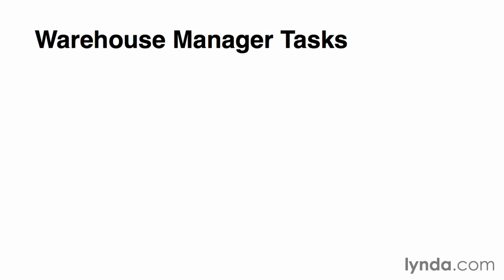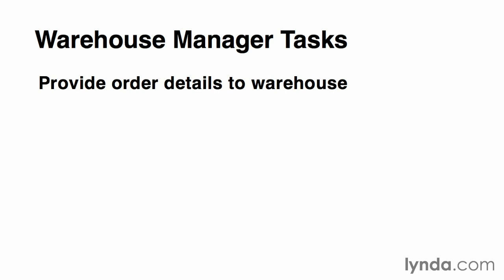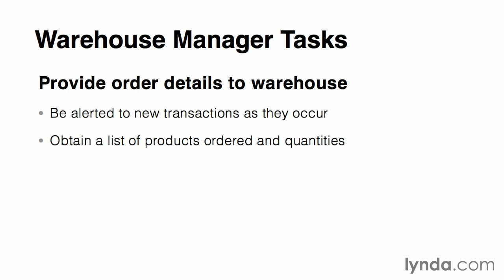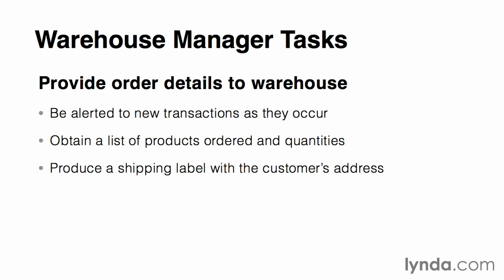For instance, if the actor we're working with is the warehouse manager, and one of the identified objectives is for the database to provide order details to the warehouse, then the specific tasks might look something like this. 1. Be alerted to new transactions as they occur. 2. Obtain a list of products ordered and quantities. And 3. Produce a shipping label with the customer's address.